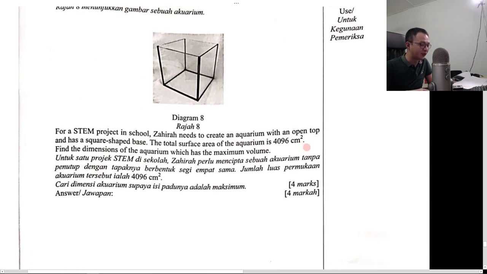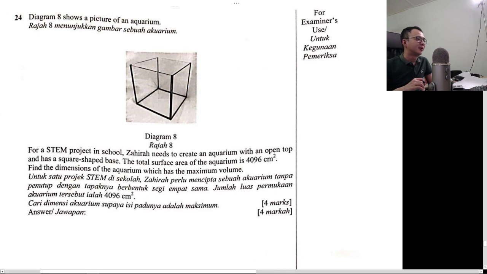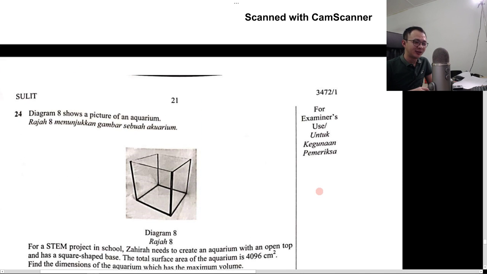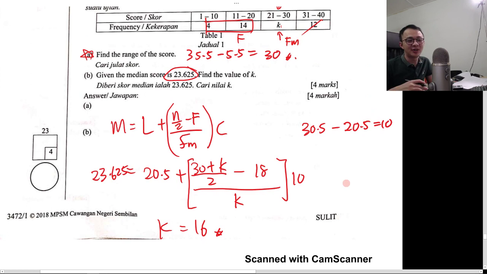So let's move on to 24 here. The formula will be given in the SPM. Just make sure you know what L is and what F is. Some students need to score up. This one you just solve yourself.